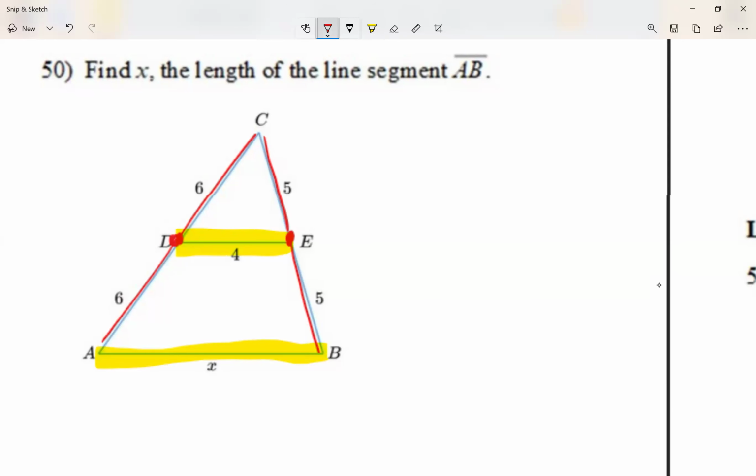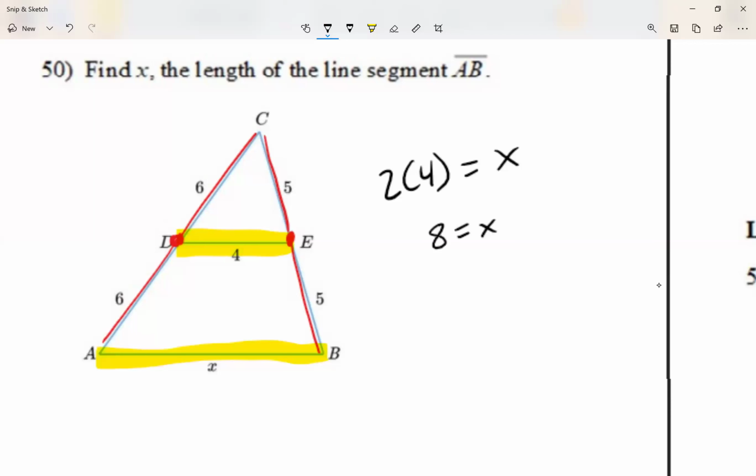Remember I said the little one times 2. So I'm going to go 2 times 4, it's equal to x, because 2 times the little one equals the big one. I know 2 times 4 is 8, so I'm going to write here 8 is equal to x. Well, there you go. x equals 8.